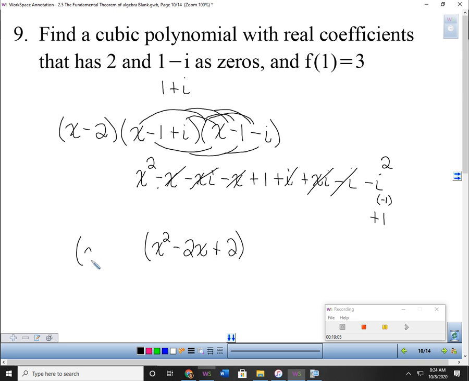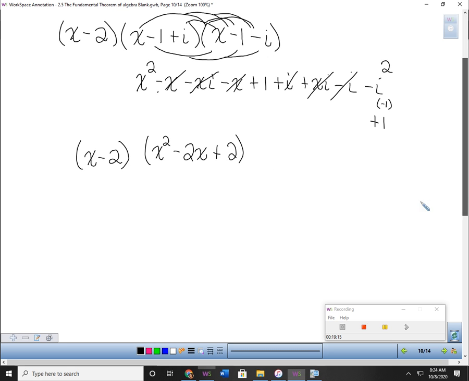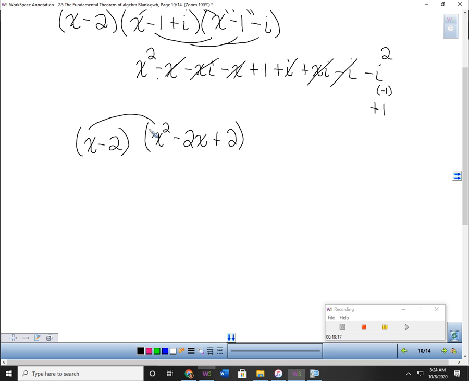Then you still have that x minus 2 in the front. So if you have any i's left after you get to that point, then you've got a problem. So now you're going to multiply these two together. So x times x squared is x cubed. x times negative 2x is negative 2x squared.